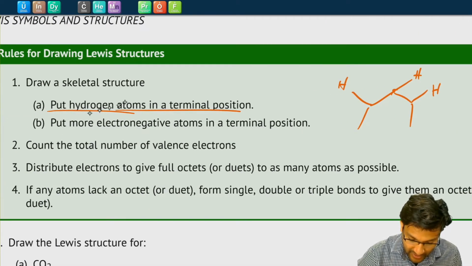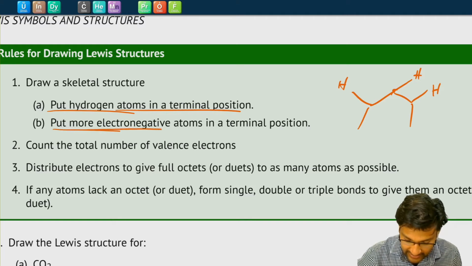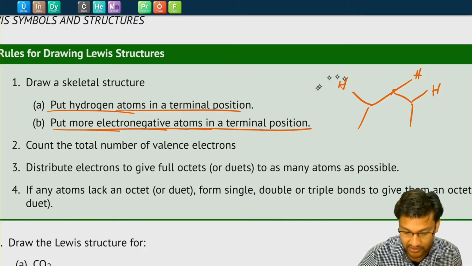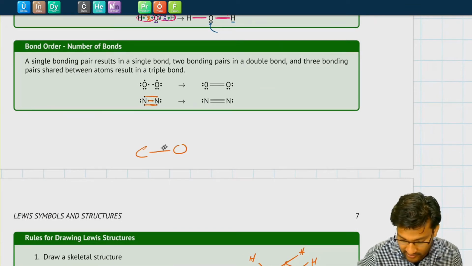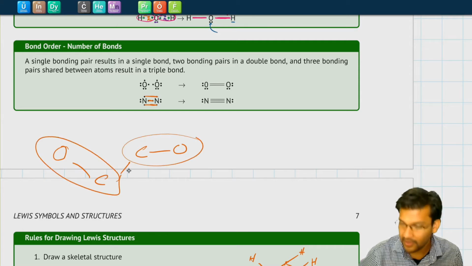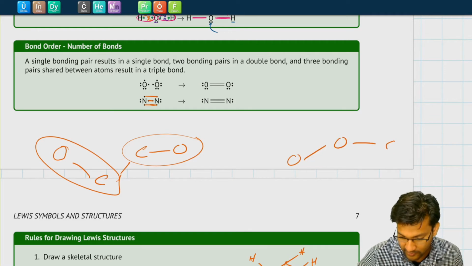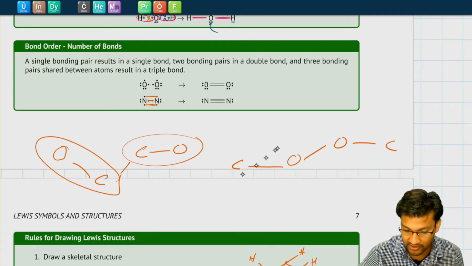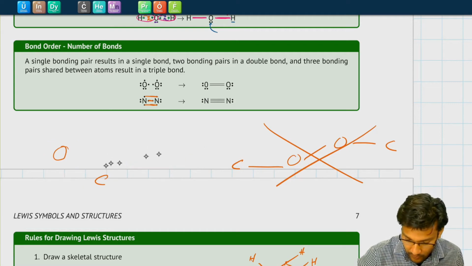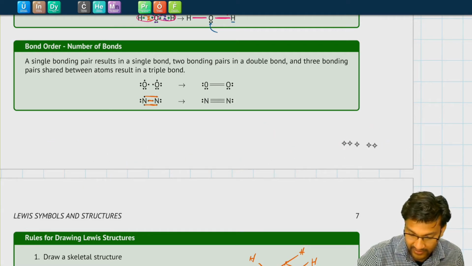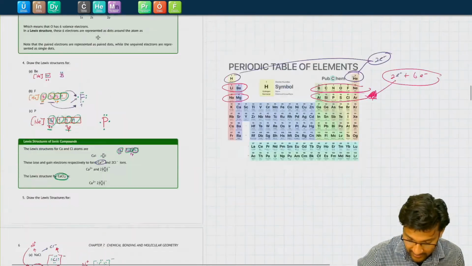Another rule for drawing a skeletal structure is to put more electronegative atoms in the terminal positions as well. So if you have, let's say, carbon and oxygen to deal with, right? You put the oxygens in the end positions. That's just a general rule to start with. We're not going to draw something like this where we put the carbon in the end positions because that's not how it works.